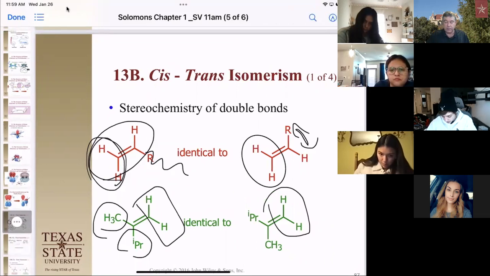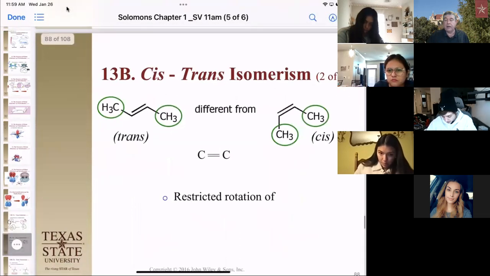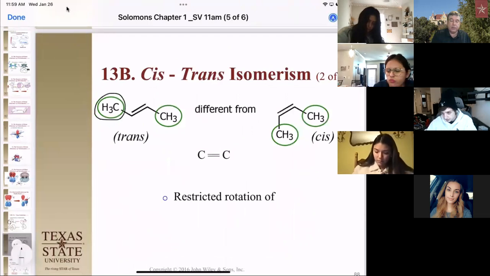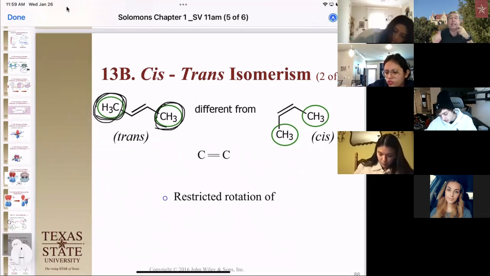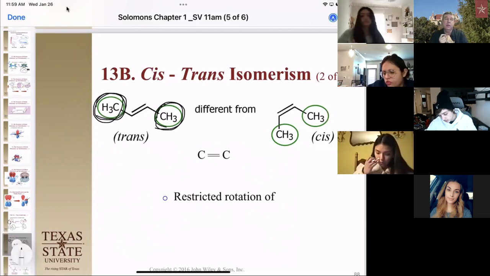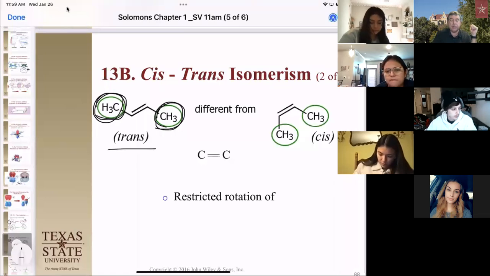Okay. However, if you have 2 groups that are different and you can tell the difference between them on either side, they have isomerization. Basically, isomers are different structural devices. And in this case, because we don't have free rotation, we can have isomers. So if both of the groups on a di-substituted double bond are in opposite directions of each other, we call that the trans isomer.